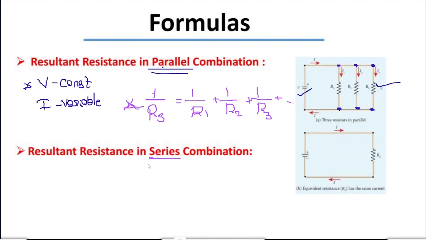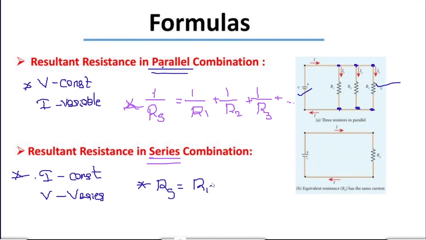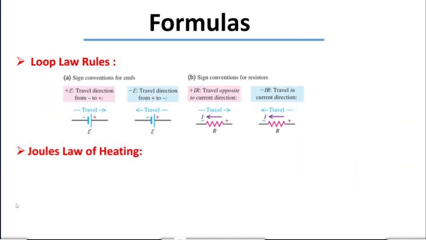Now, what about series? In series, here too we have a constant term and a variable term, but here in series, current is the constant term. Voltage varies throughout the circuit. So how do we find the resultant resistance? This is very simple: R1 plus R2 plus R3, and so on. Got it? This is how we can find the resultant resistance in series and parallel combinations.